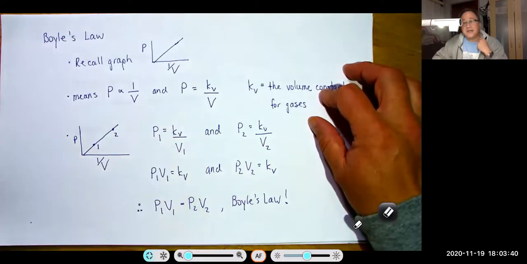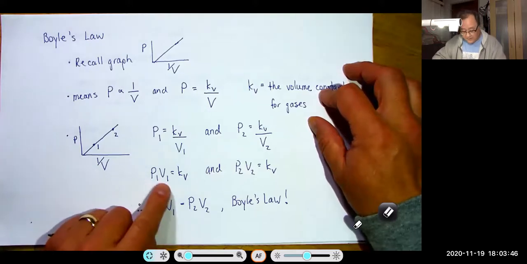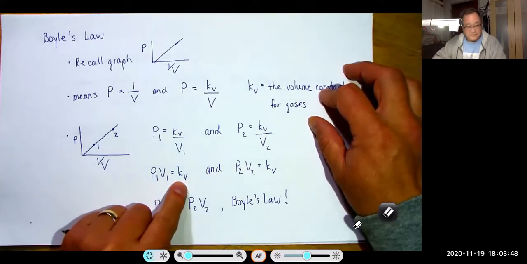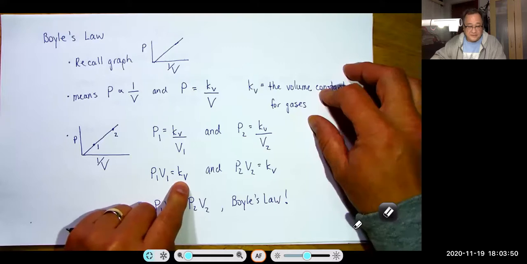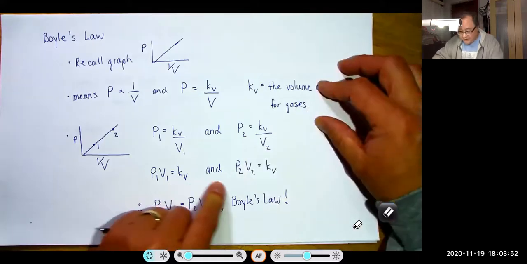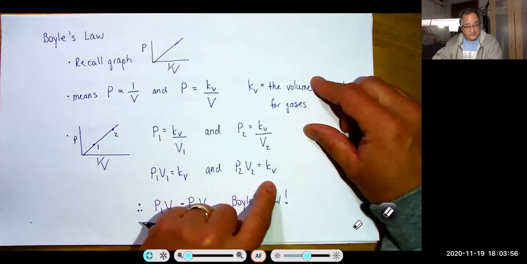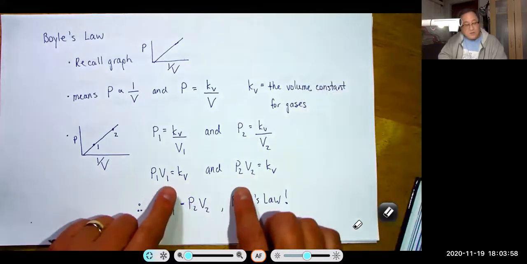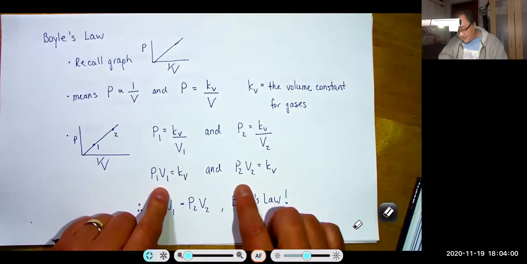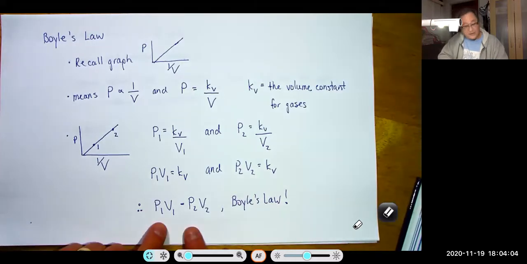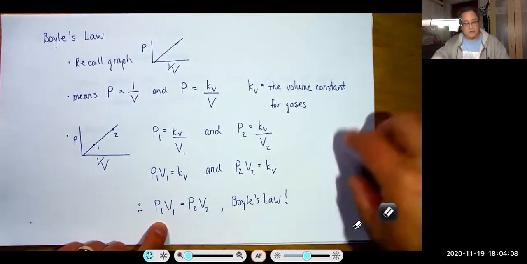That simply means I'm going to get K sub V on one side of the equation, everything else on the other side. And I get P1 times V1 is equal to K sub V. And I do the same thing for the second equation. I get P2V2 is equal to K sub V. So here, if P1V1 is K sub V and P2V2 is K sub V, that means that P1V1 is equal to P2V2, and this is Boyle's law.